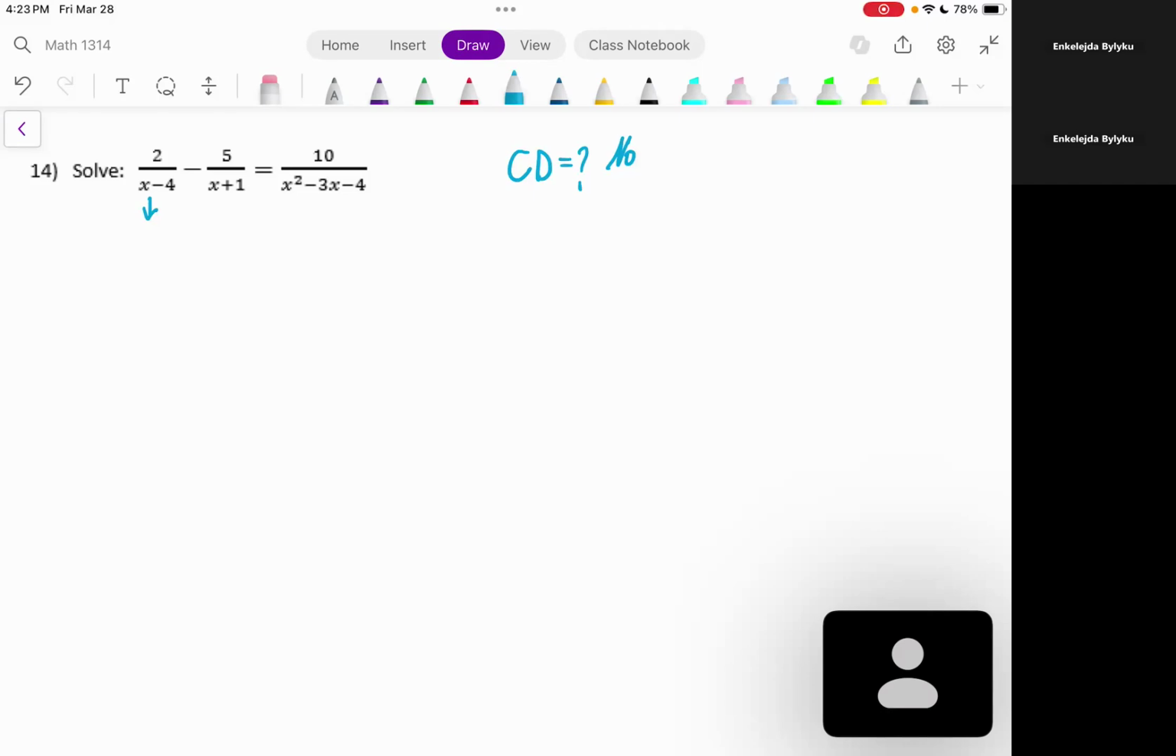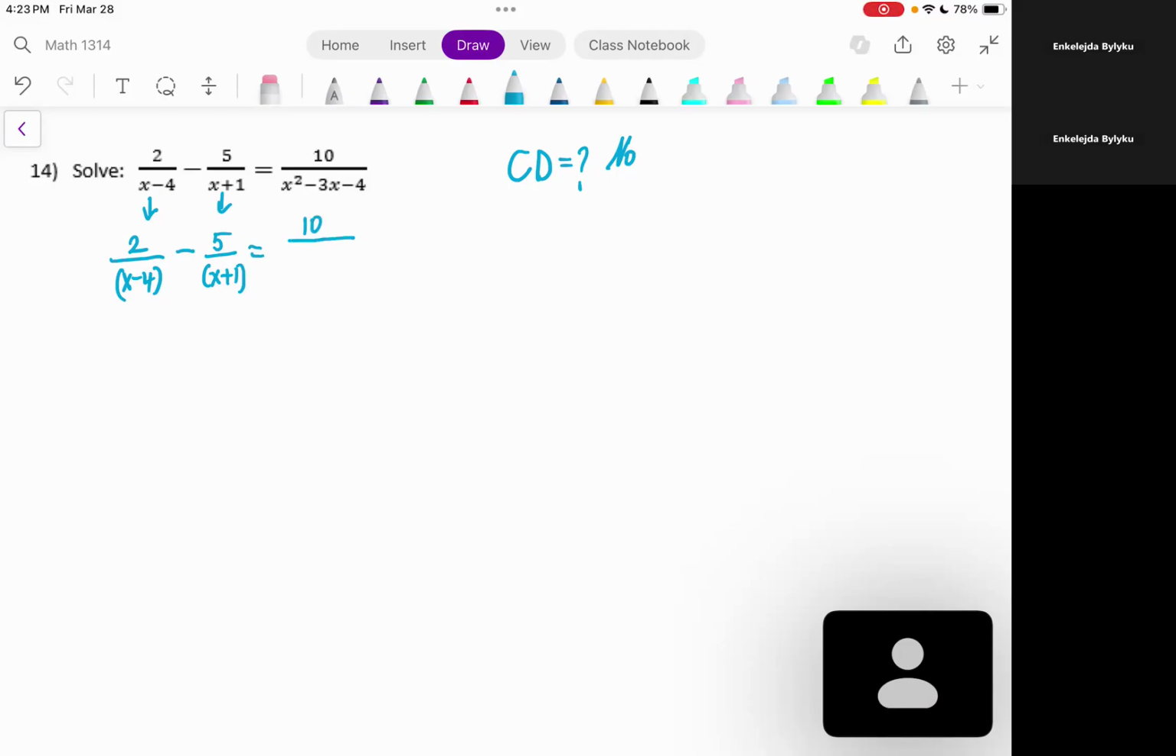I'm going to start with the first one. The first one is x minus 4, linear. I cannot factor it, no GCF, so I'm just going to write it as 2 over (x minus 4). I'm putting it inside parentheses to tell my brain that I did try to factor that one. Minus, the next denominator is x plus 1. I cannot factor that one either, so I'm just going to write it as it is, (x plus 1), equals, the next one is a quadratic expression.